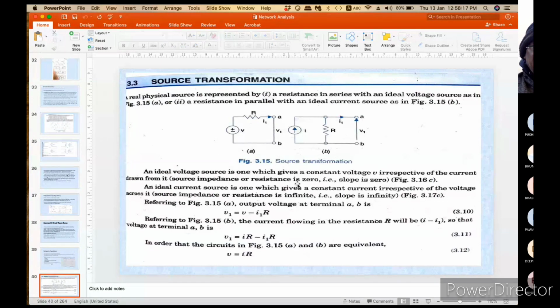So, source transformation also, I don't know, again and again it is coming. We have seen that when there is a voltage source and a resistance connected in series, if you have to transform this into a current source, then this resistance will come in parallel with the source. And of course the voltage will change into current, and then how much the quantity will be, you can find out from these equations.